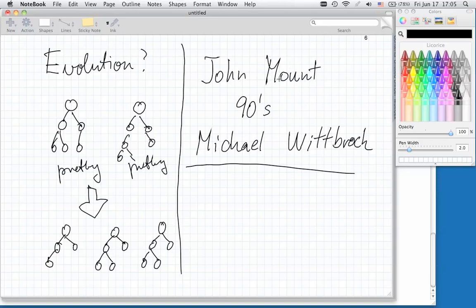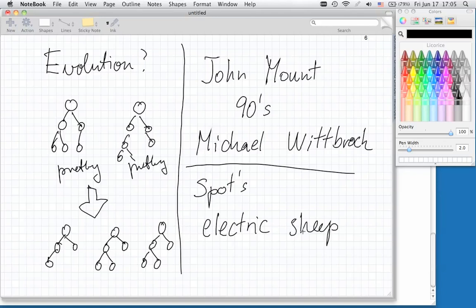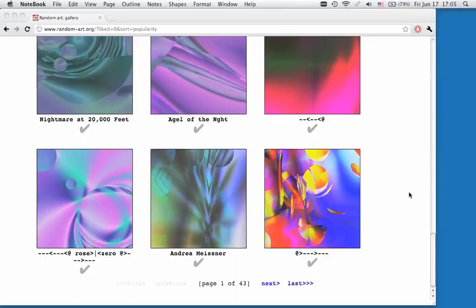But you can look up John Mount's genetic art. It's still running on the web. There are others. There is the famous Spot's Electric Sheep. This is Hollywood famous. It's also a form of genetic art where people vote, and this one works on people's screensavers, not on the web. It's been used in Hollywood, that's why it's famous. And Spot, he's dedicated his life to this sort of art. I'm mentioning these people because I was influenced by them. They were all my schoolmates at some point. So random art is a product of their ideas, and I just imitated them.